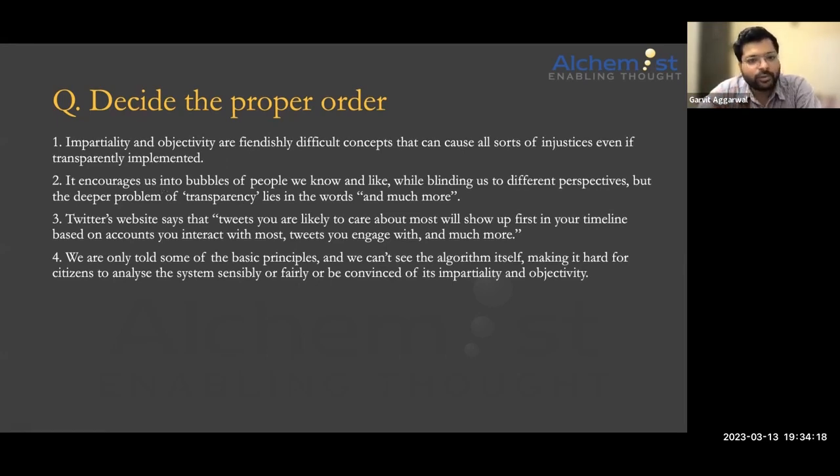It's okay. It encourages us into bubbles of people we know and like, while blinding us to different perspectives. But the deeper problem of transparency lies in the words "and much more." This sentence is hinting that the sentence before this should have had these words "and much more." Twitter's website says the tweets you are likely to care about most will show up first in your timeline based on accounts you interact with, tweets you engage with, and much more. Yeah, much more. So, without further thought, I should create this pair.